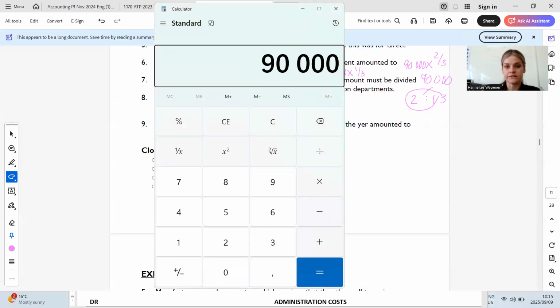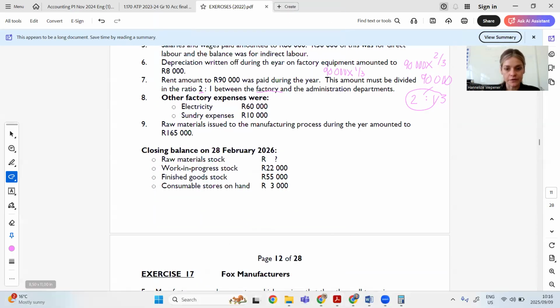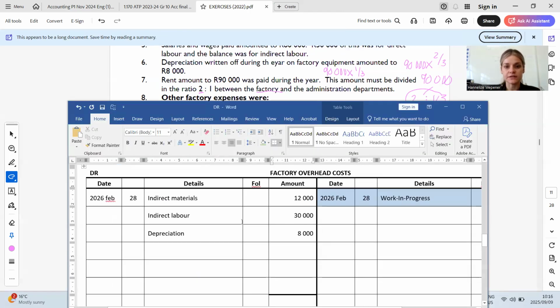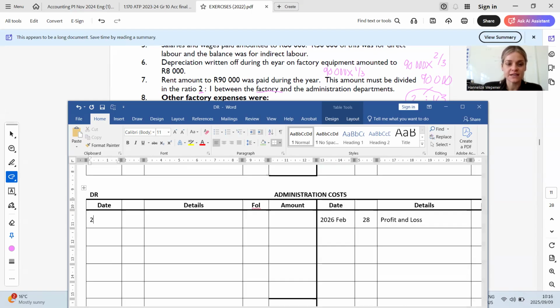Okay, so 90,000 divided by 3 portions. So 30,000, of which 2 portions must go to the factory. So therefore, in your factory overhead costs, because you kind of need the factory to be able to produce your good, even though you can't see it in the physical good once you are done, it's your rent expense and overheads. And that is then 60,000. And then the 30,000 goes to administration costs. So you'll have the same thing there, 2026, Feb, 28th, you will have rent expense of 30,000.